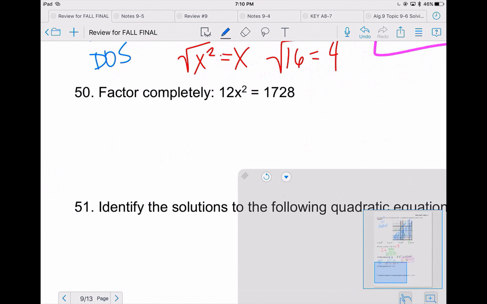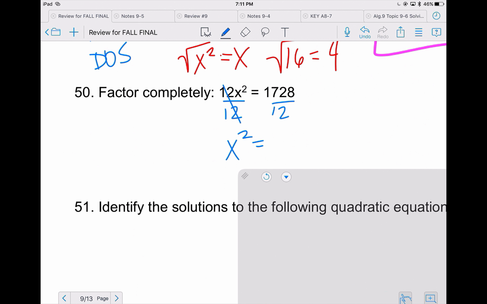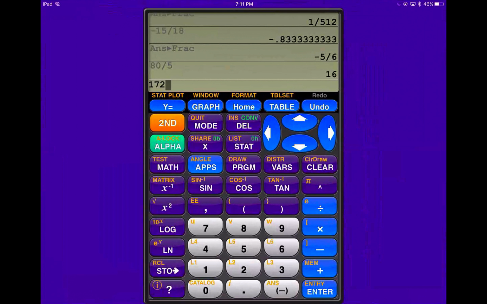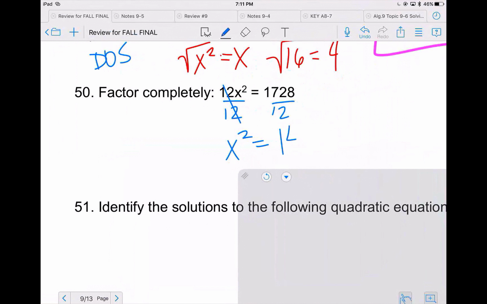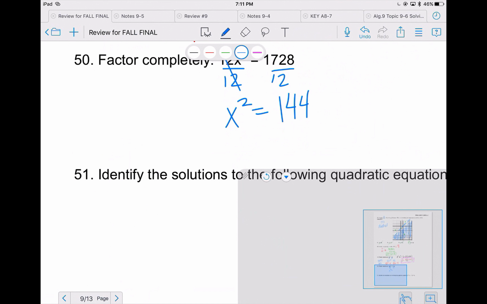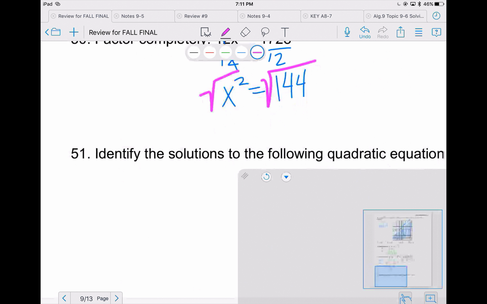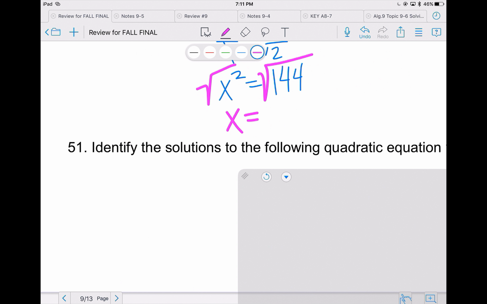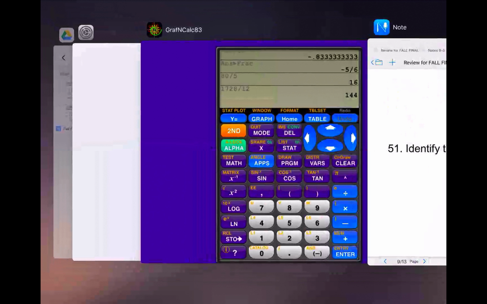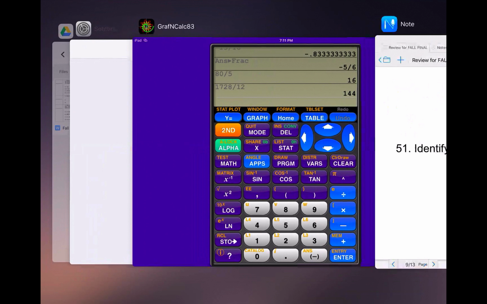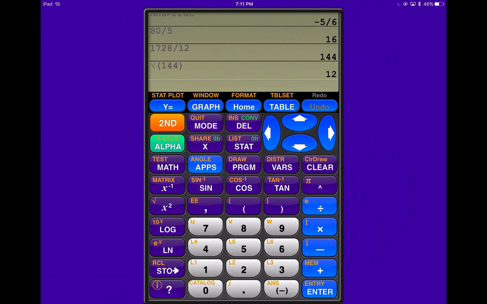The next one asks us to solve because we have the equal sign. So the first thing I'm going to do is solve for x. In order to solve for x, divide by 12 on both sides. So 1728 divided by 12 is 144. So I've gotten rid of the 12, now I still have the squared. To get rid of the squared, again, we take the square root. Whatever we do to one side, we do to the other. So we get down to x because the square root of x squared is x on the left, and the square root of 144 on the right is 12.